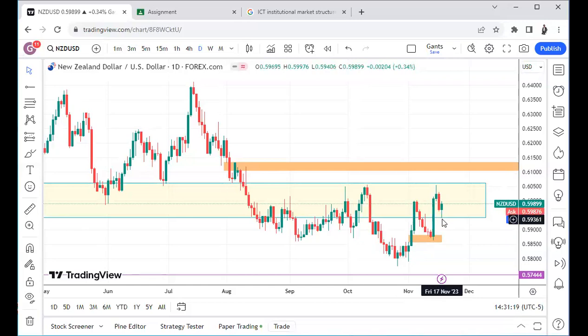Then it retraced back to touch the low end of the daily FVG. So what do you expect? It can spike up higher because these are clean highs. It can spike up higher to this level and give up the close. It can spike up higher Monday, Tuesday, and then finally give up the close. So for the week, we are bearish on the NZD USD.